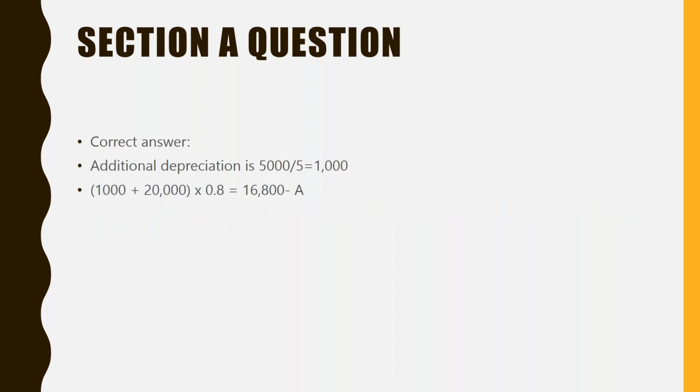Well, the correct answer is to calculate the additional depreciation. So the uplift was 5,000. It had 5 years to go. So 5,000 divided by 5 means you'll have to charge your group retained earnings with 1,000. Right? So that would be credit balance sheet, debit group retained earnings 1,000.